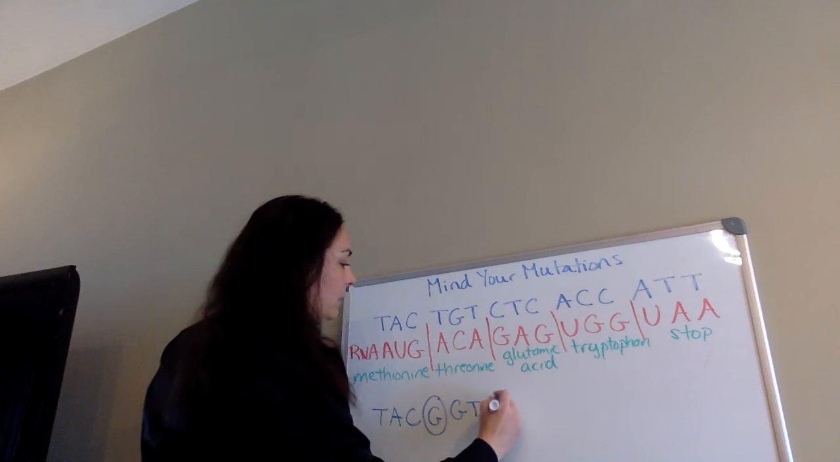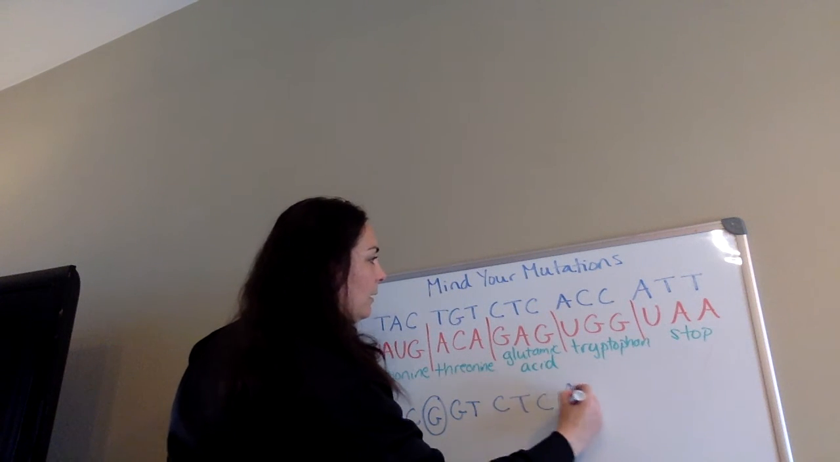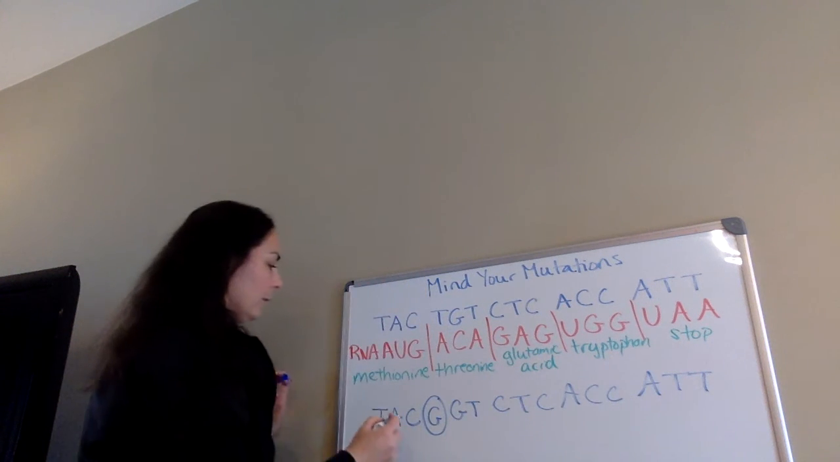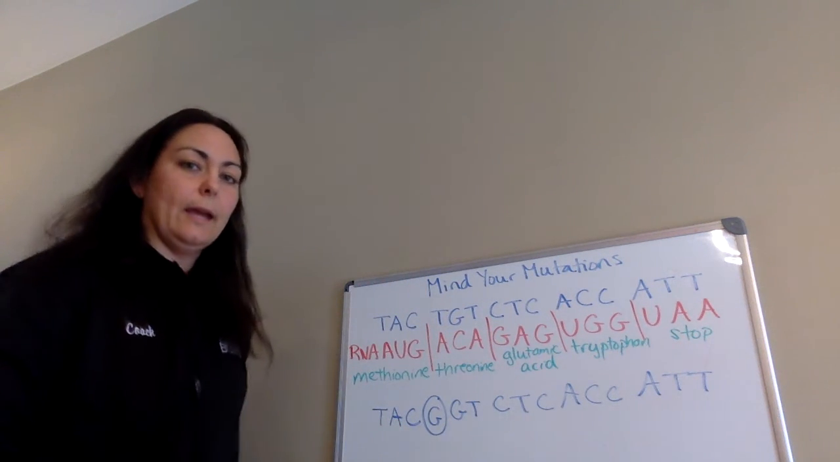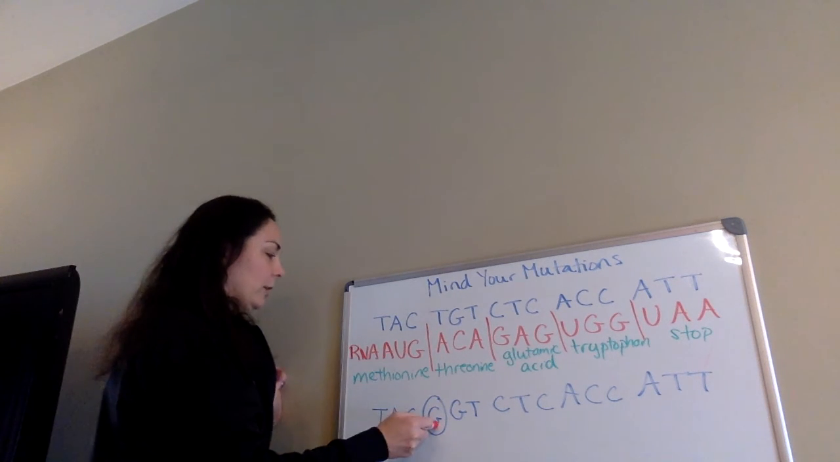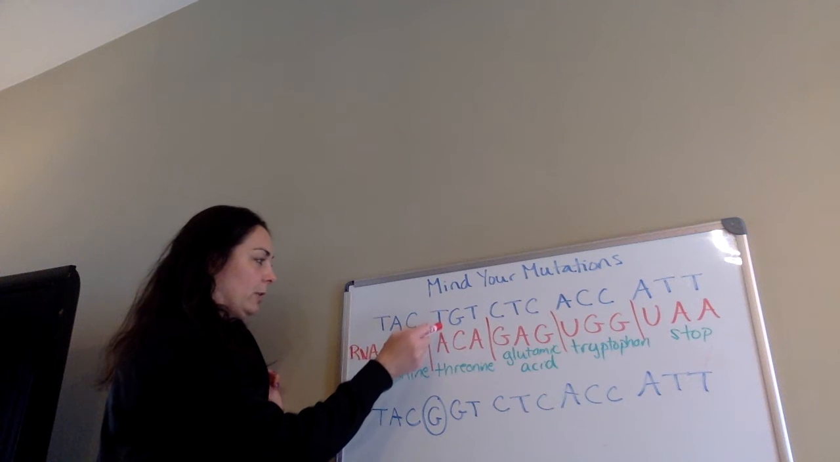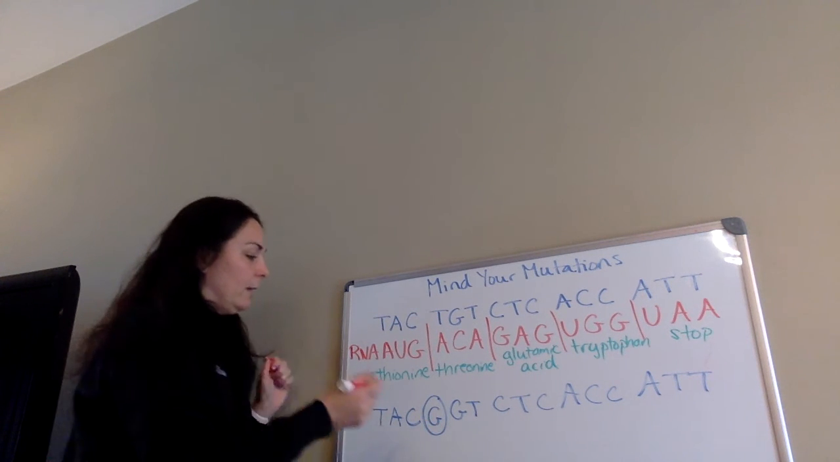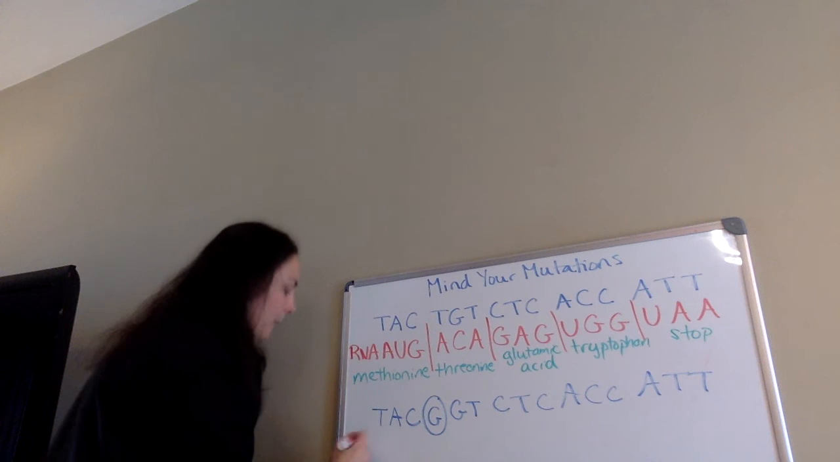Then the rest would be the same: G, T, C, A, C, C, A, T, T. Okay? Then, after you write out your DNA strand with your mutation, and again, I did a substitution mutation, I changed a T to a G, then you're going to need to do your mRNA strand.